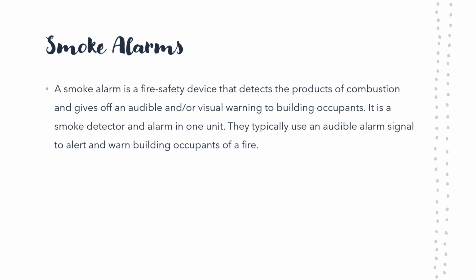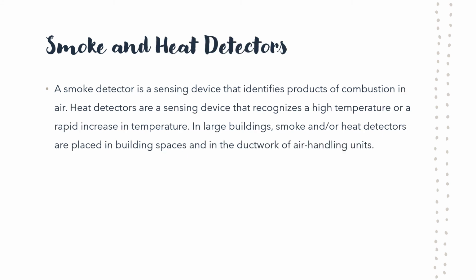One example is the smoke alarm, which is a fire safety device that detects the products of combustion and gives off an audible and/or visual warning to building occupants. It is a smoke detector and an alarm in one unit. They typically use an audible alarm signal to alert and warn building occupants of a fire. The smoke detector is a sensing device that identifies products of combustion in the air.